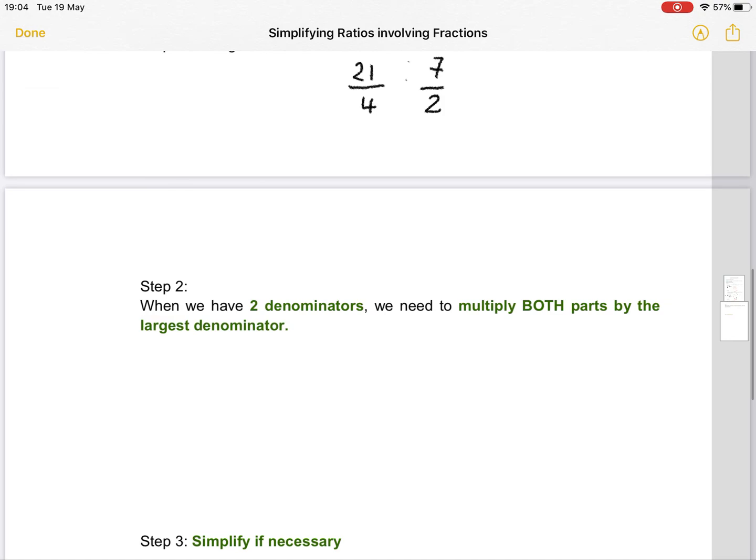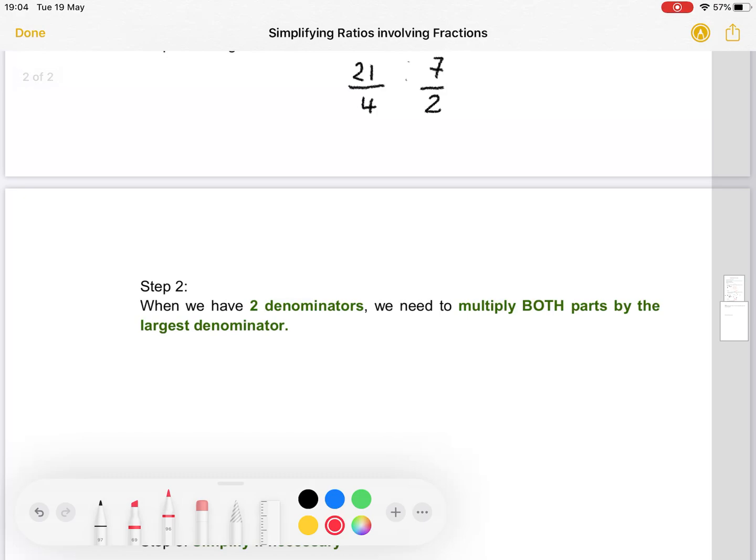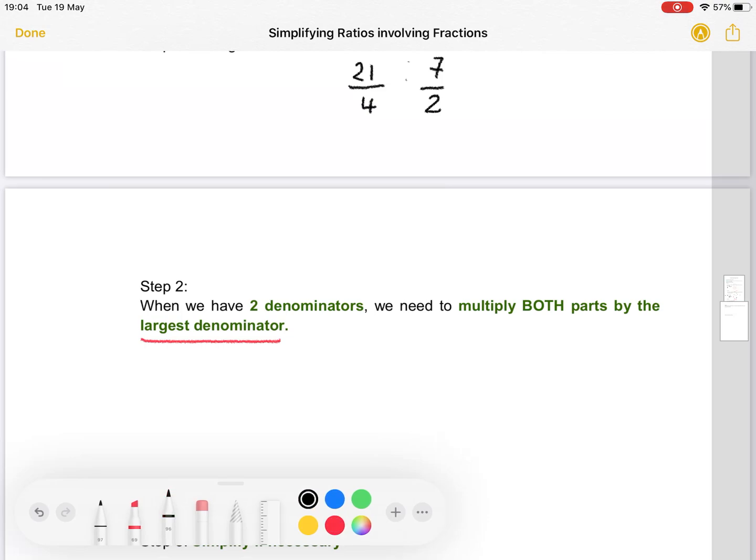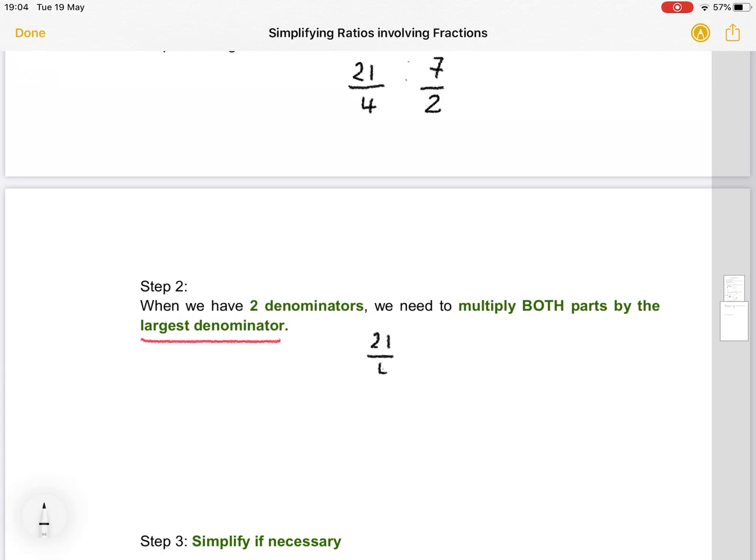Now, when we have two denominators, just like in this case, I have a denominator of 4 and I have a denominator of 2, okay? I need to multiply both parts by the largest denominator. If I multiply both parts by the largest denominator, then I end up with whole numbers, not with a fraction again, all right? So it's important that when you have two fractions, you multiply by the largest denominator, okay? So 21 all over 4 is to 7 all over 2.